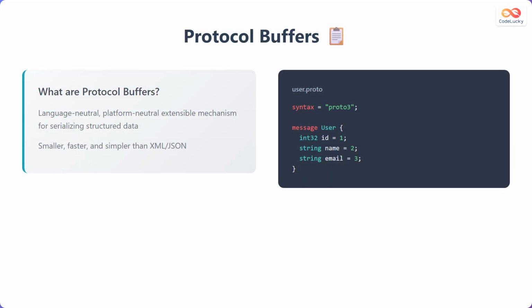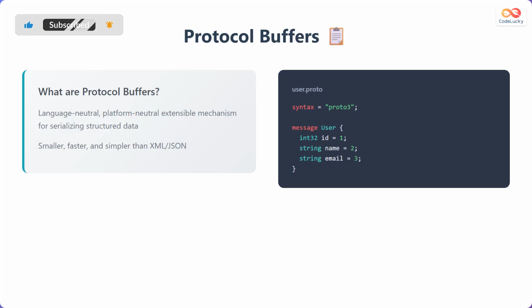Protocol buffers, often called protobuf, are Google's language-neutral and platform-neutral mechanism for serializing structured data. Think of protocol buffers as a more efficient alternative to JSON or XML. They define your data structure in a simple proto file using a special syntax. The key advantage is that protocol buffers generate smaller payloads, parse faster, and provide strong typing across different programming languages.